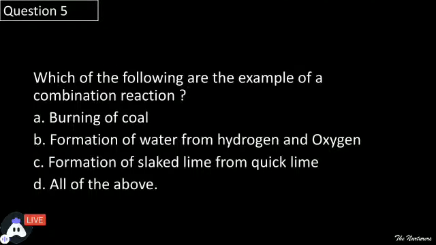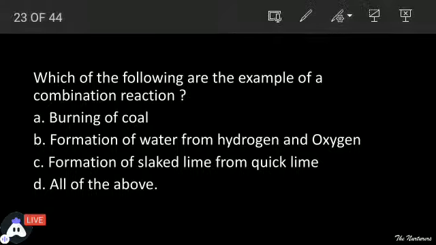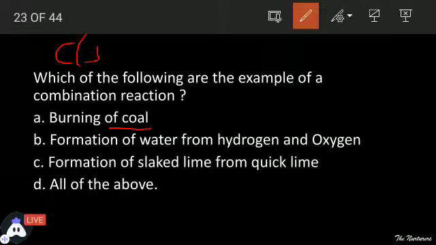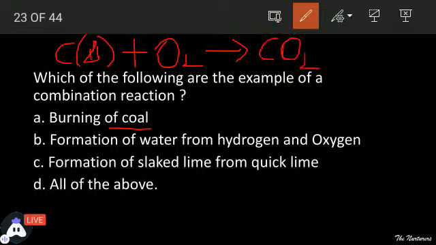Okay. Which of the following are the examples of a combination reaction? You have to tell out of these three, which of the following is an example of the combination reaction? First is the burning of coal. See students, remember, coal is the form of carbon in the solid form. So carbon with S in the bracket is the way of denoting coal, and coal when it reacts with oxygen gives carbon dioxide and a lot of heat. So this is an example of a combination reaction.